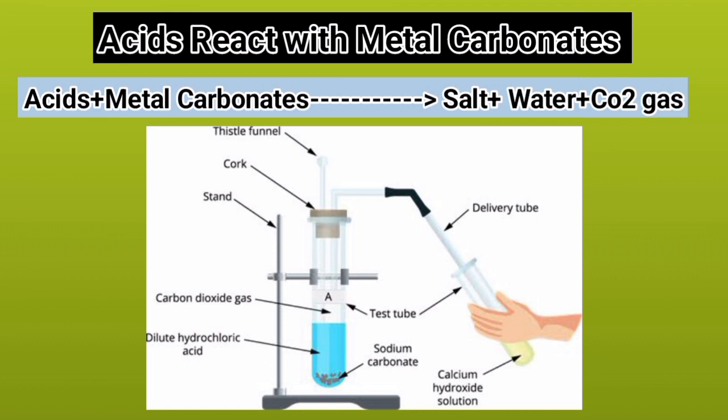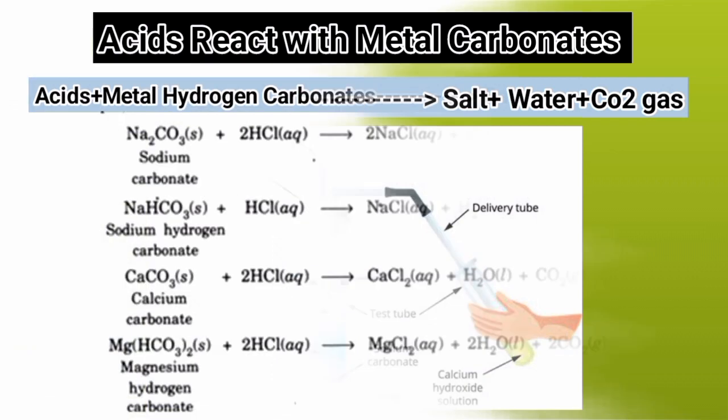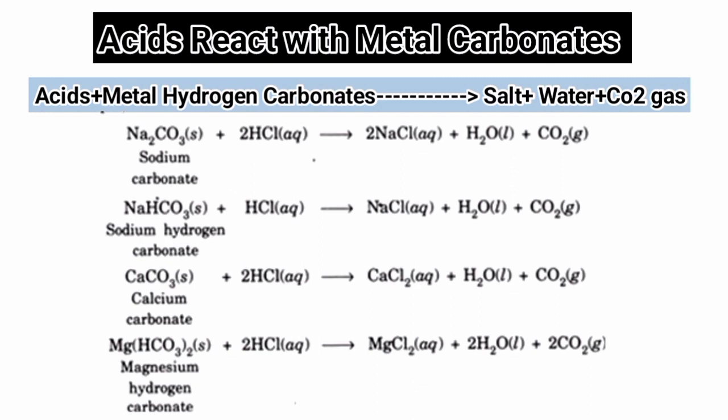Take any acid, sulfuric acid, hydrochloric acid, or nitric acid, in a test tube. Next, take metal carbonates such as sodium carbonate, calcium carbonate, or copper carbonate, and add them to the acid. We stir the solution, and it spontaneously produces carbon dioxide gas. These are good examples of chemical equations and chemical reactions.